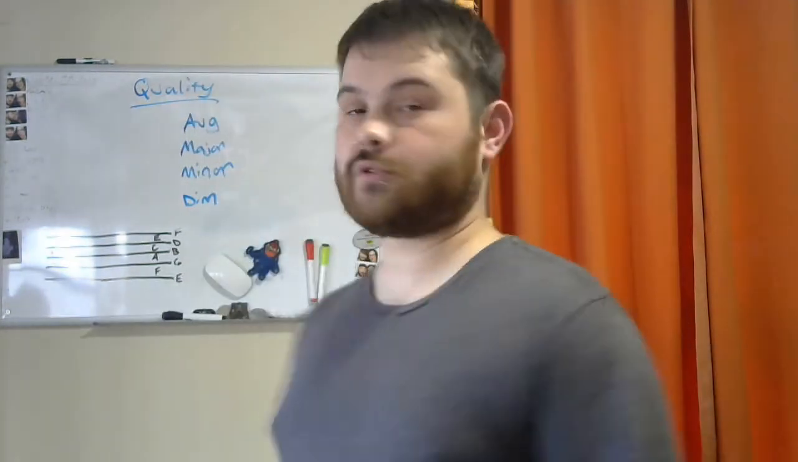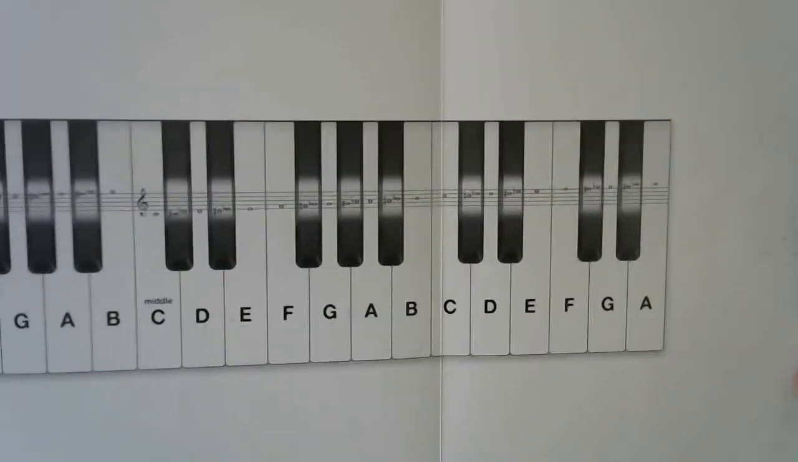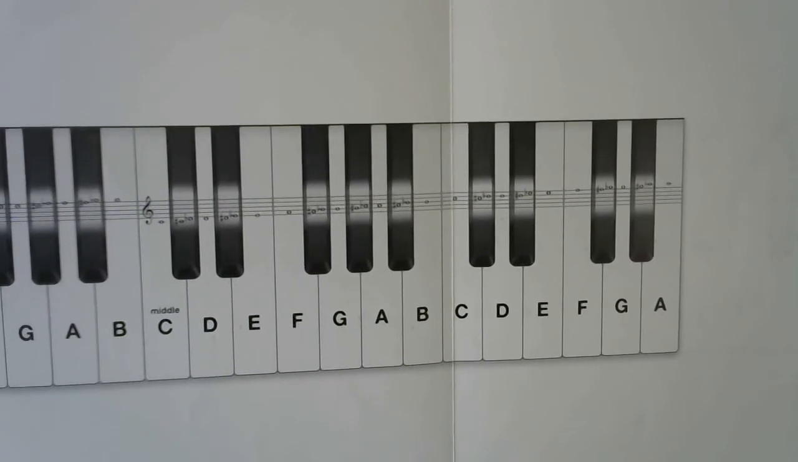Now let's go to that weird one that we talked about, which was the tritone, which is C to an F sharp or C to a G flat. Well, what will we call that? Well, if we look at our keyboard, go from middle C up to F sharp or G flat, which is the first black key in the set of three.